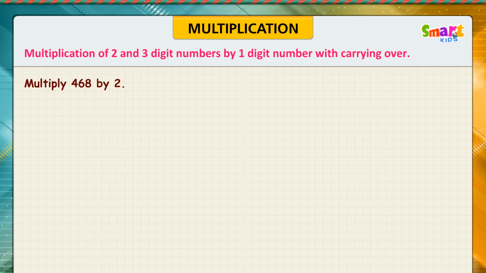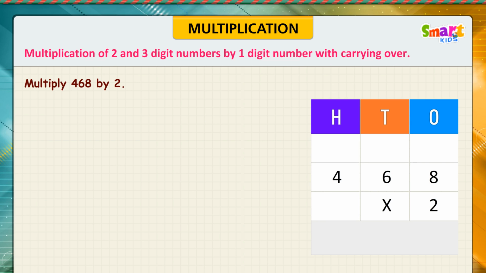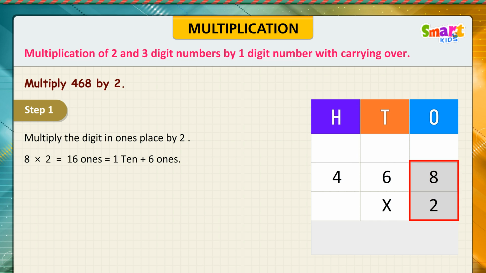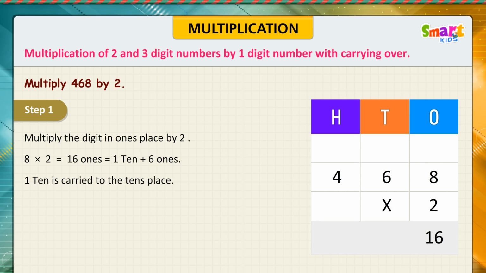Let us multiply 468 by 2. Look at the problem. Step 1. Multiply the digit in ones place by 2. 8 into 2 is equal to 16 ones. That is equal to 1 ten plus 6 ones. 1 ten is carried to the tens place.